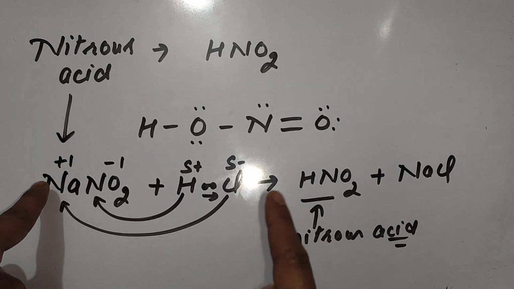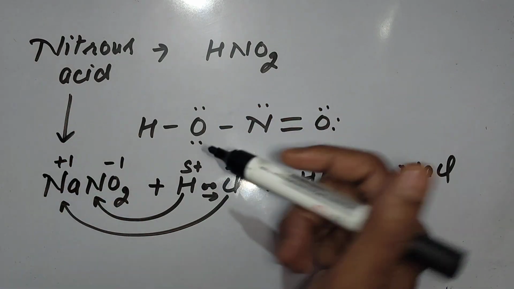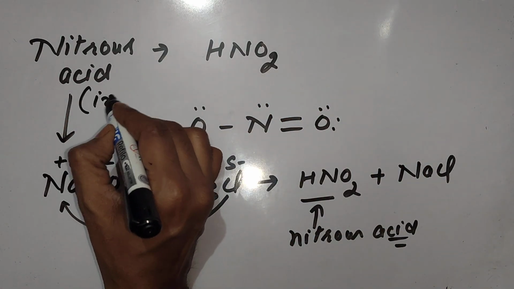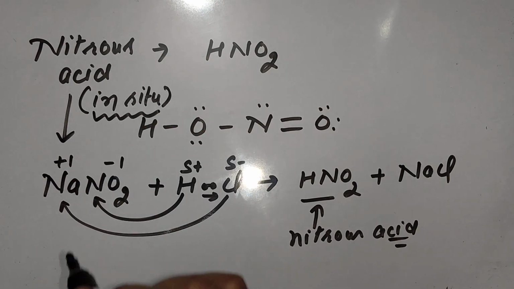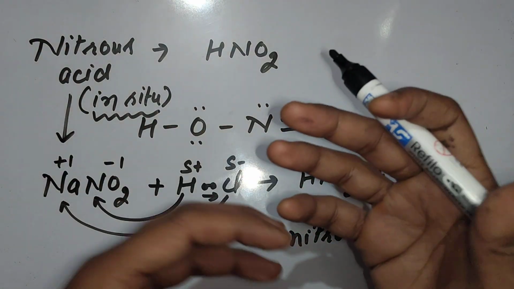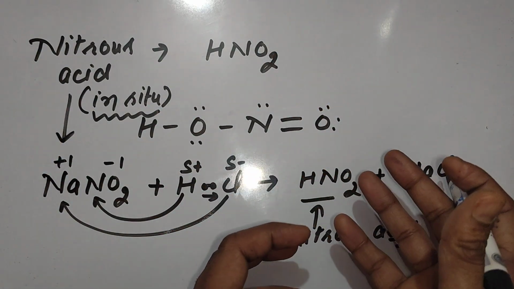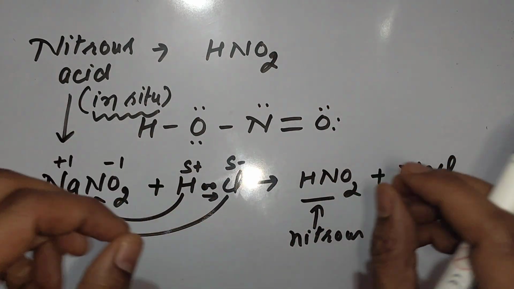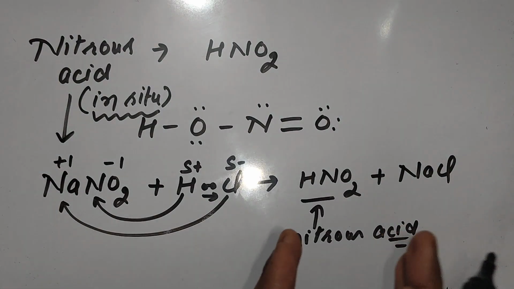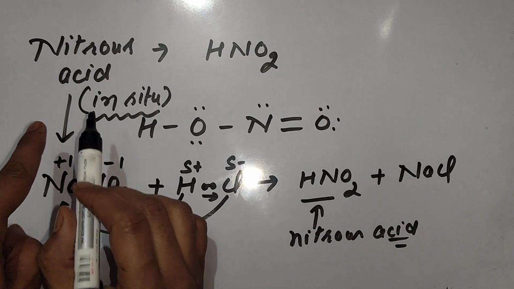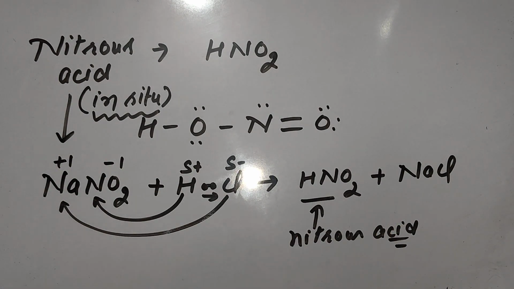This nitrous acid we prepare when we require it, which we call in situ. In books, sometimes it is written this way, in situ. In situ means during the situation we need nitrous acid. That's why we are preparing it. We are not storing it in advance. When we need it, we prepare it. This is the meaning of in situ. Okay. The nitrous acid is prepared over here.